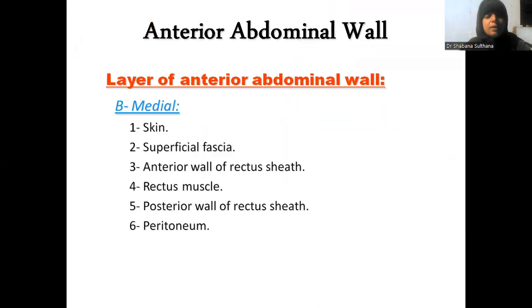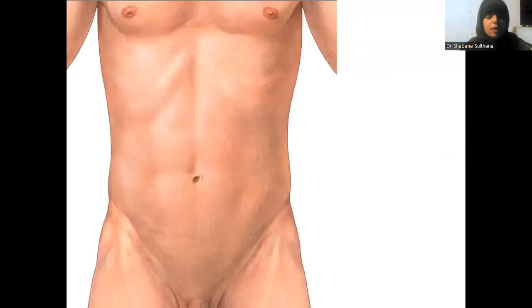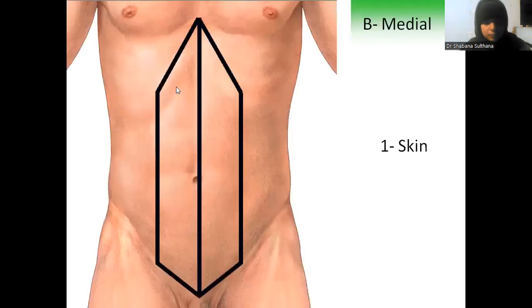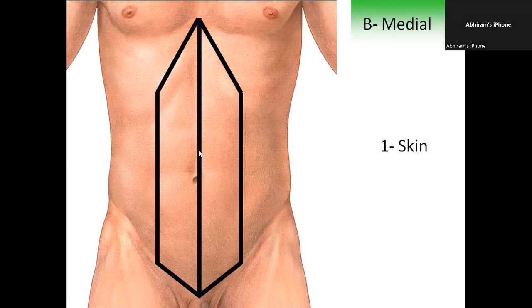Then let us see the medial side of the anterior abdominal wall. Again, we have the same layers. Skin is there, superficial fascia, the same thing you are finding. What is this middle line? Midline, white line, linea alba.